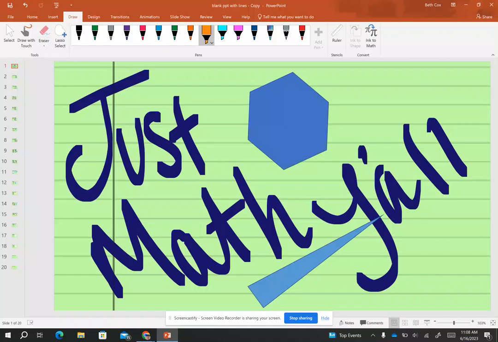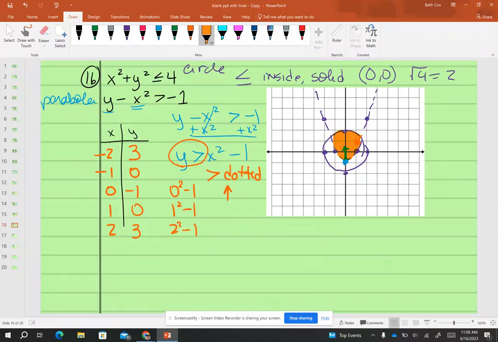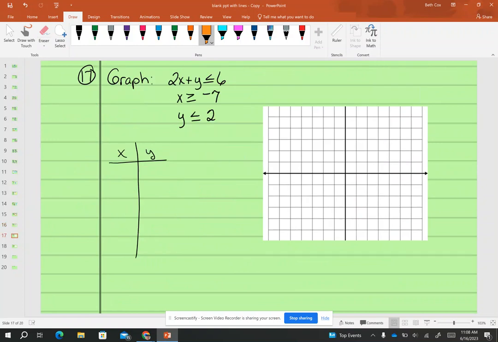We are almost finished with this practice test. We did number 16, which was the circle, so now we're on number 17. We've got 3 lines, and all 3 are solid.